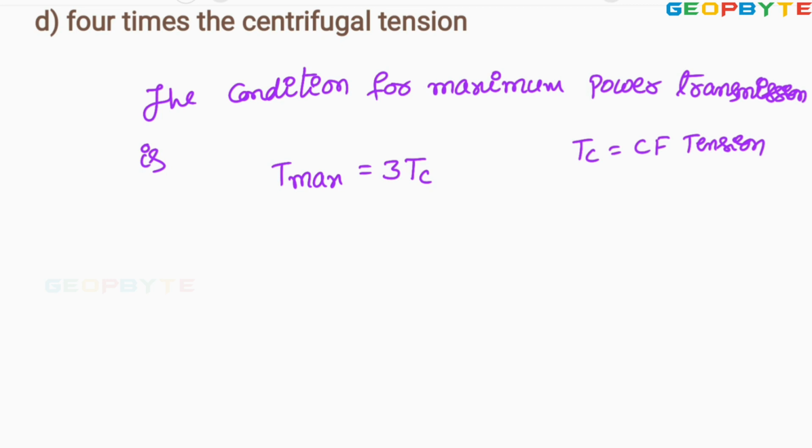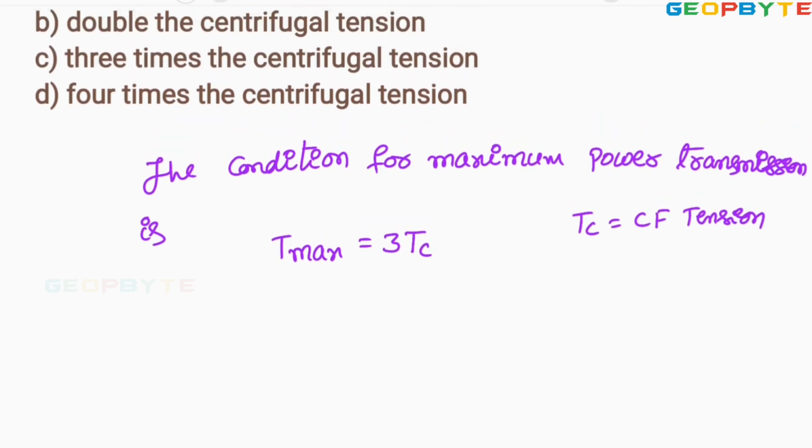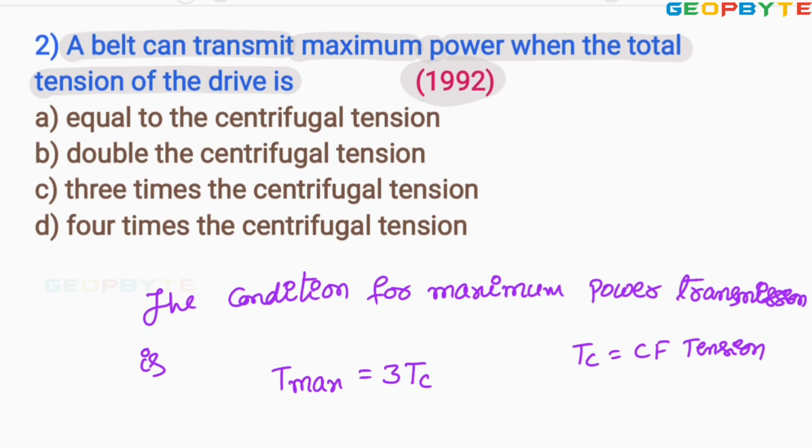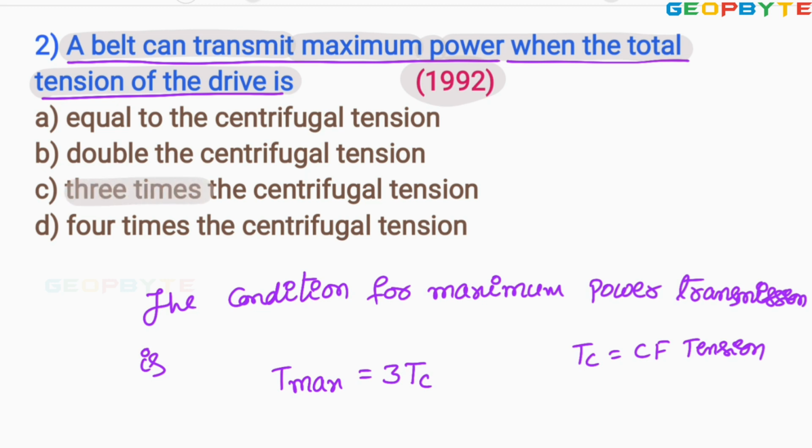I hope you clearly got my point. The answer is the maximum tension. Let me read the problem once again. A belt can transmit maximum power when the total tension is 3 times the centrifugal tension. Therefore, option C is absolutely correct. Let us go for the next problem.